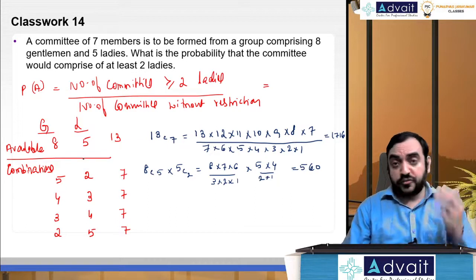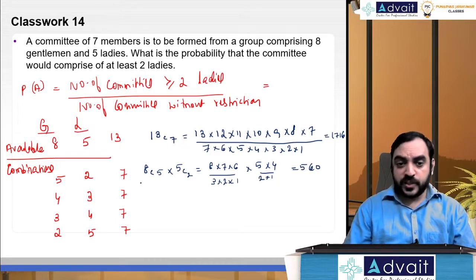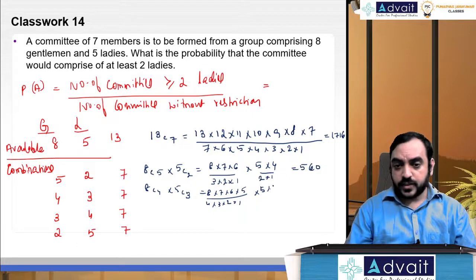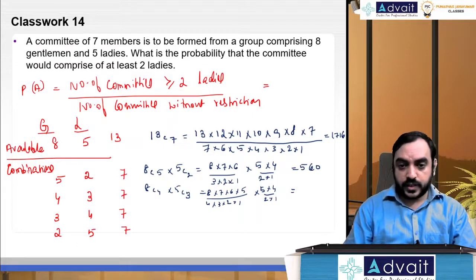Second, combinations of 4 gentlemen and 3 ladies. 4 gentlemen, 8C4, 3 ladies, 5C3. 8C4, 8, 7, 6, 5, four terms, by 4 factorial, 4, 3, 2, 1. 5C3, I can do 5C2 only. 5, 4 by 2, 1. 8, 7, 6, 5 by 4 by 3 by 2. 220 by 2. 700.